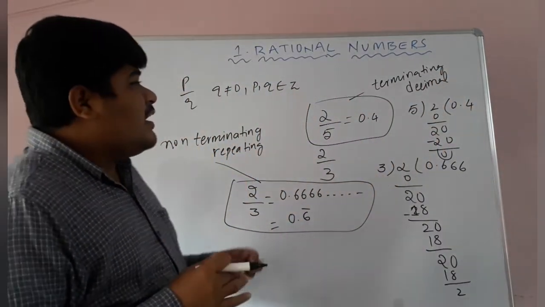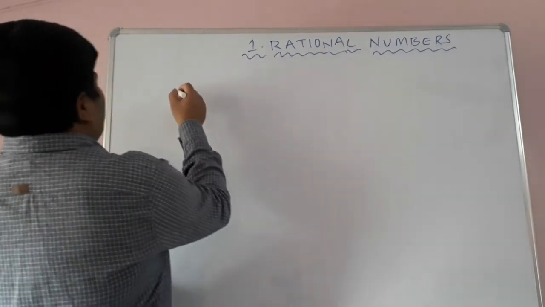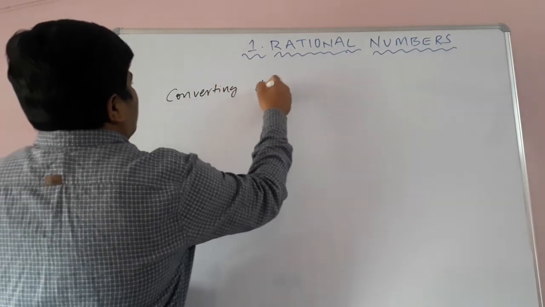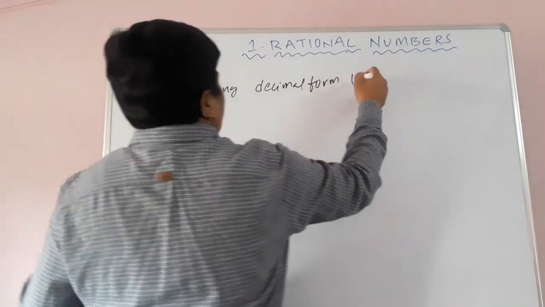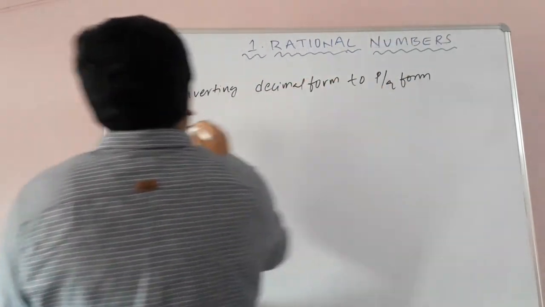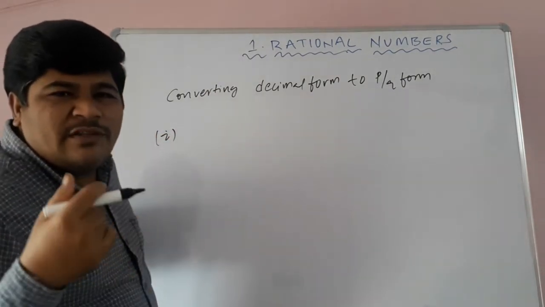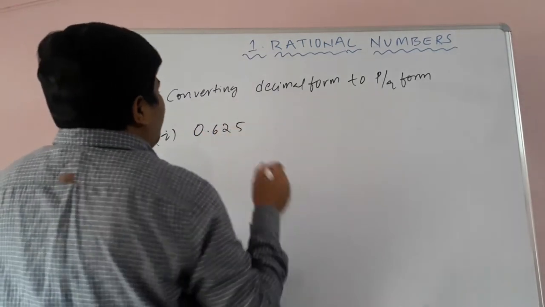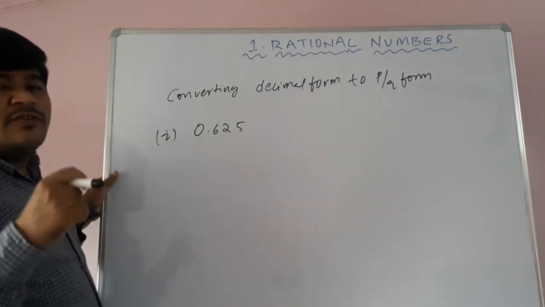Now children, let's see how to convert decimal forms into p by q form. First, how to convert a terminating decimal form into p by q form. Suppose 0.625 is there. It's a terminating decimal and I want to express it in the form of p by q. So how to write, children?